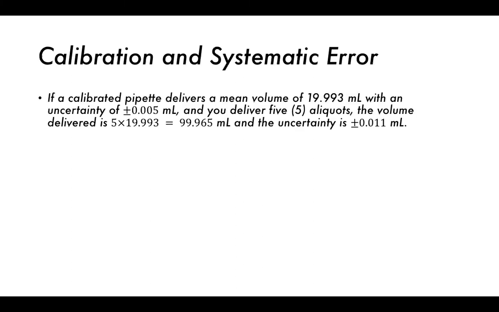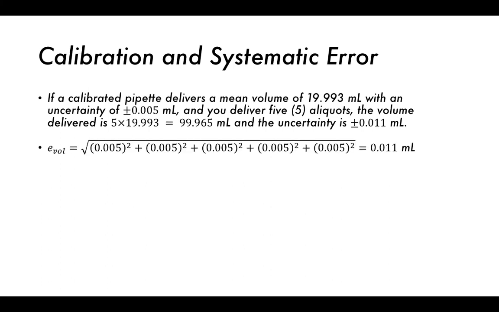Calibration and systematic error, then. How can calibration of a particular instrument or piece of glassware help us reduce the amount of error in our measurements? If we have a calibrated pipette that delivers a mean volume of 19.993 milliliters with an uncertainty of plus or minus 0.005 milliliters, and we deliver 5 aliquots, the volume delivered is going to be 5 times 19.993 milliliters, which is equal to 99.965 milliliters, with an uncertainty of plus or minus 0.011 milliliters.